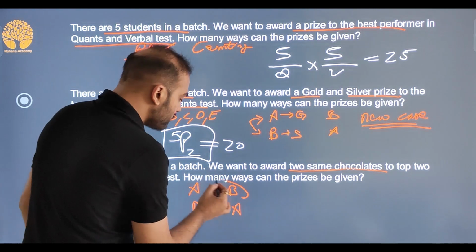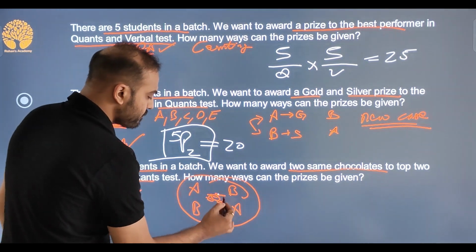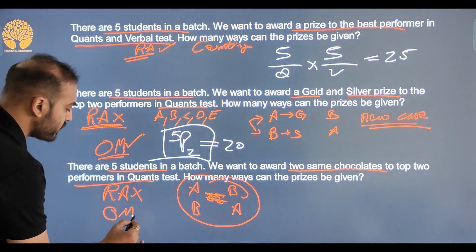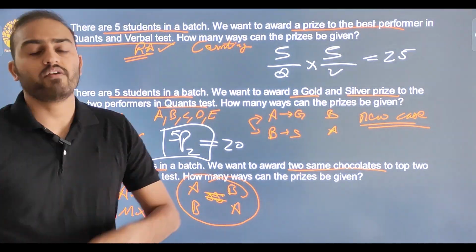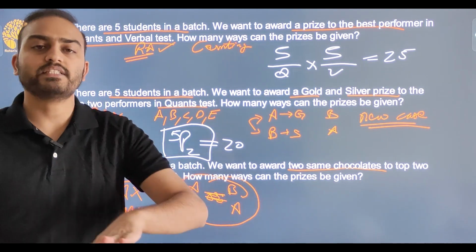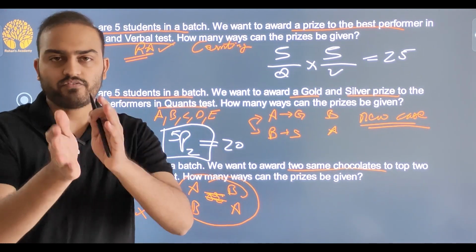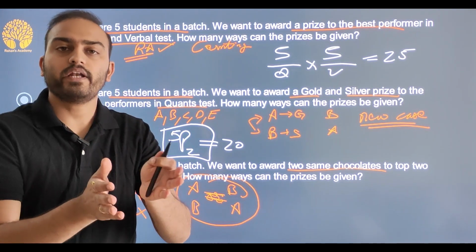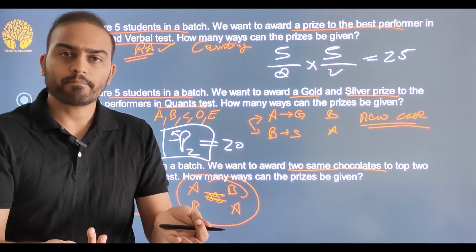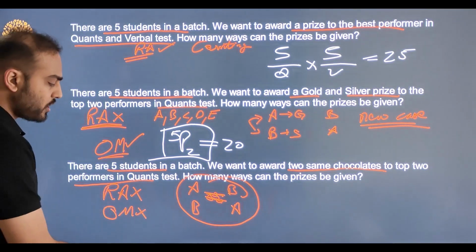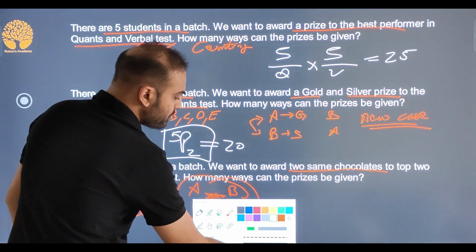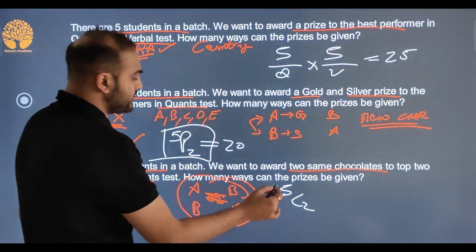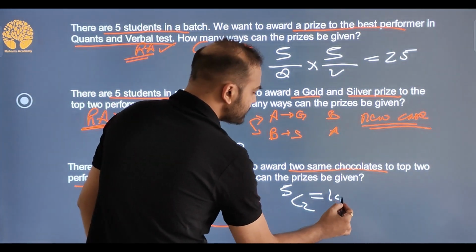So since both the scenarios are same, what do we say? Order does not matter. Whether you put A in the first position or second, it doesn't matter. Obviously, first and second matter because it's chocolate versus non-chocolate. But for chocolate, AB and BA are the same, right? So we say order does not matter. Order does not matter means we will use combination. So the answer will become 5C2.